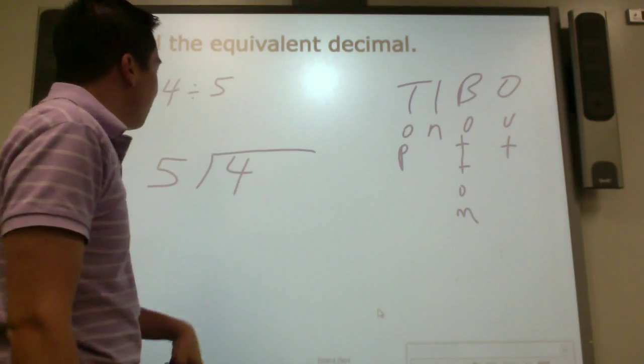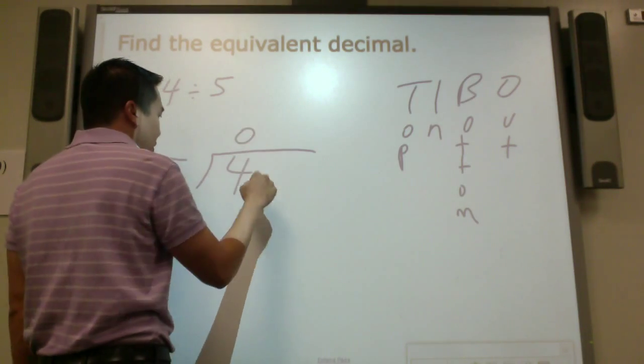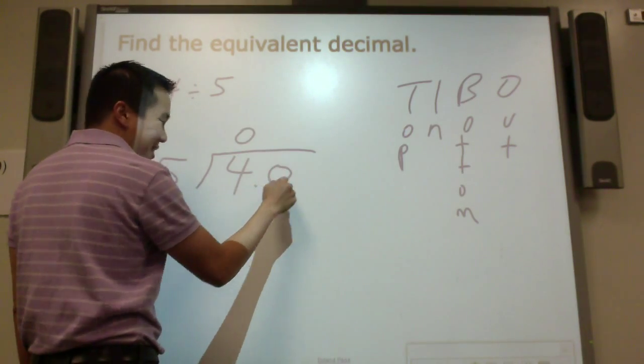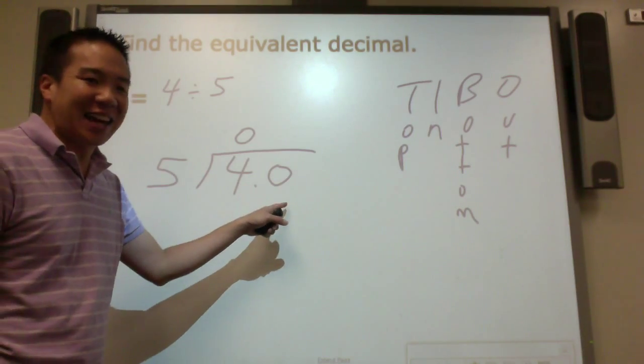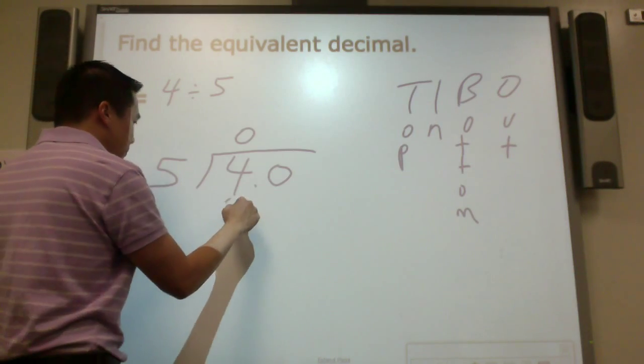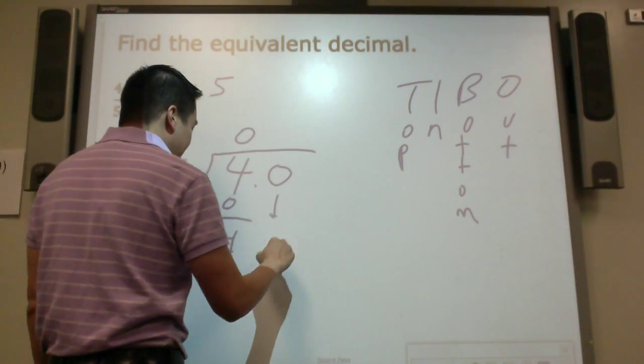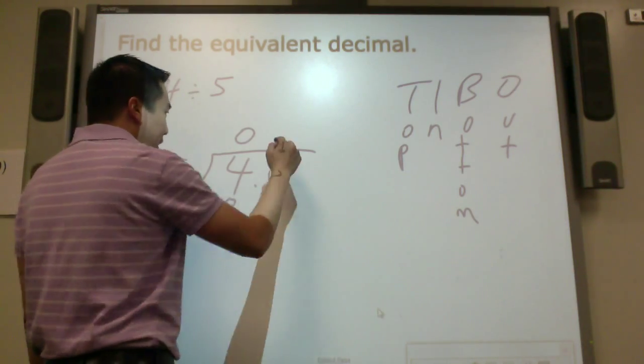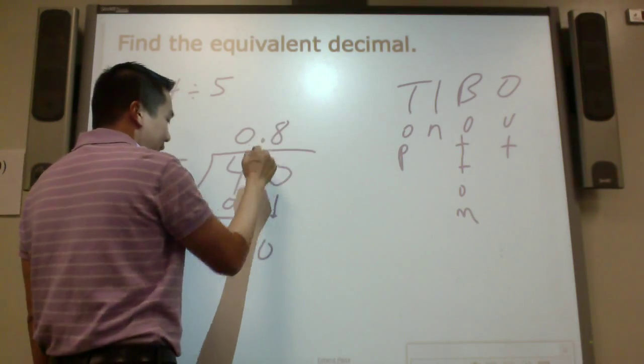So can 5 go in 4? No. So add a 0, a 0.0, because 4 is the same as saying 4.0. You haven't changed its value. Bring down the 0. Can 5 go into 40? 8 times. Don't forget the decimal, line it up.